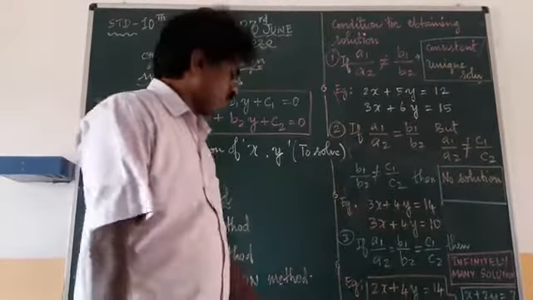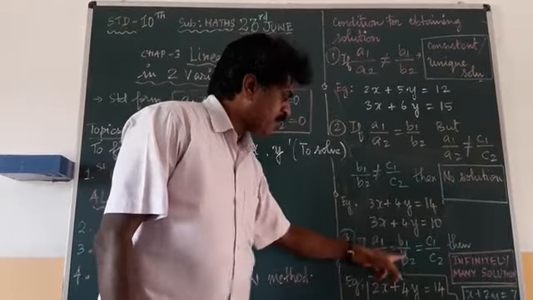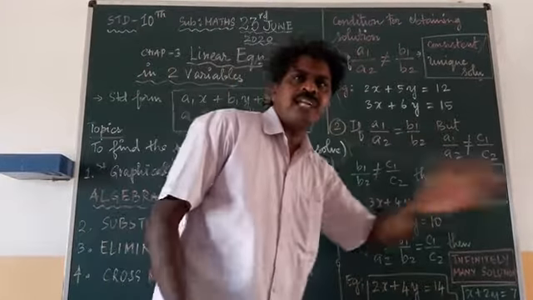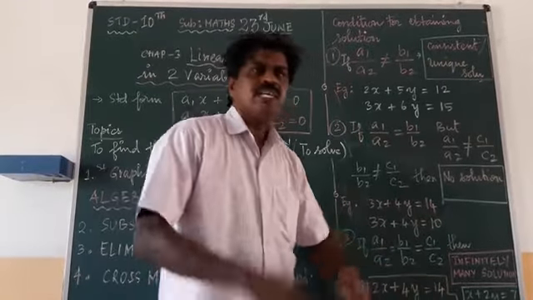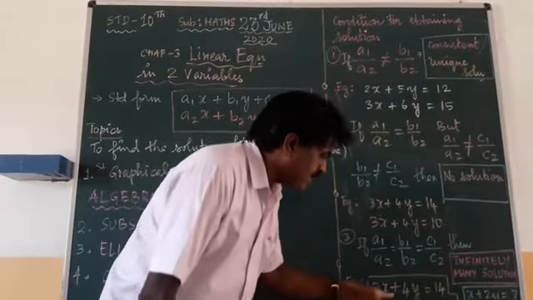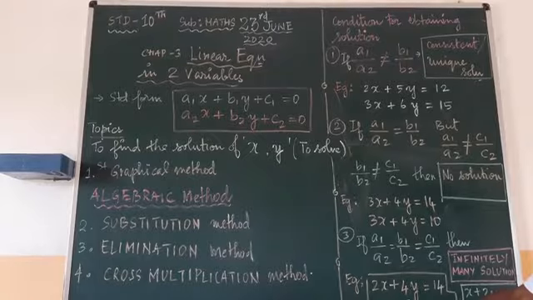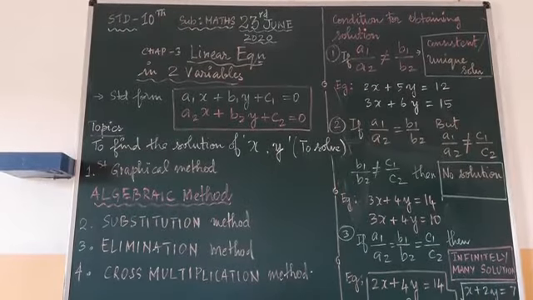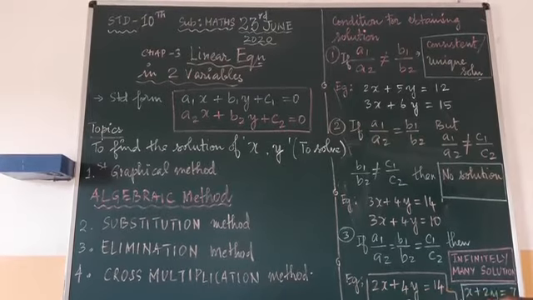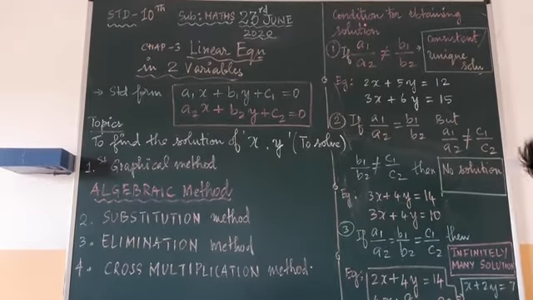Last condition. Third, if the a1 upon a2 ratio is equal to the b1 upon b2 ratio, is equal to the c1 upon c2 ratio, all the ratios are equal, it means you will get infinitely many solutions. What is the meaning? You see the example equation, x plus 2y equals 7. Here, the second equation, 4x plus 8y equals 28. When you simplify, you can divide everything by 4: 4, 8, 28 gives x, 2y, 7.